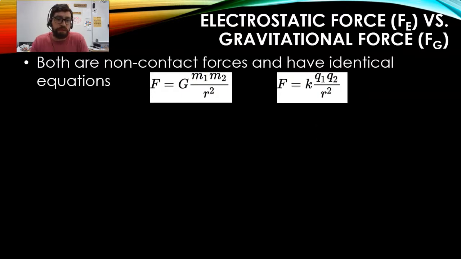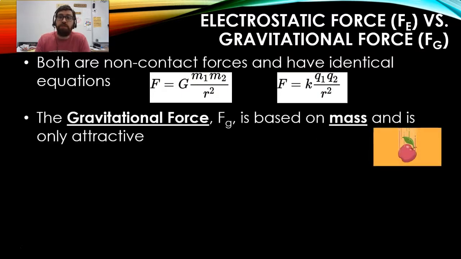So they're similar forces, but they're different because, number one, the gravitational force is based on mass. Mass alone, not charge, not magnetism, not anything else. It's based on mass, and it's only an attractive force.